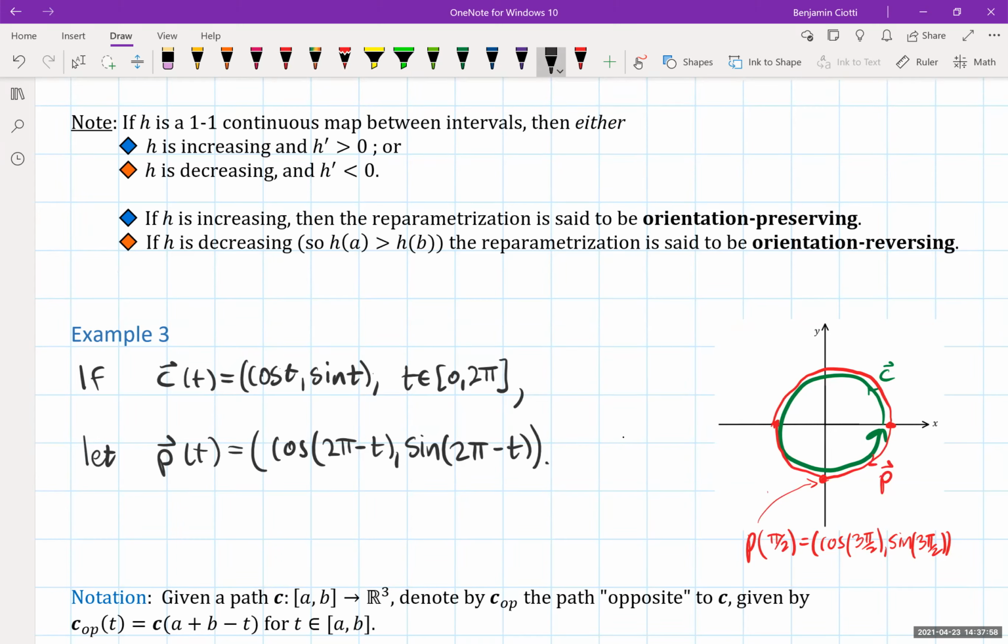And this is an example of an orientation reversing reparametrization, right? Like h of t in this example would be 2 pi minus t. Notice that h prime is negative. So this one is orientation reversing.